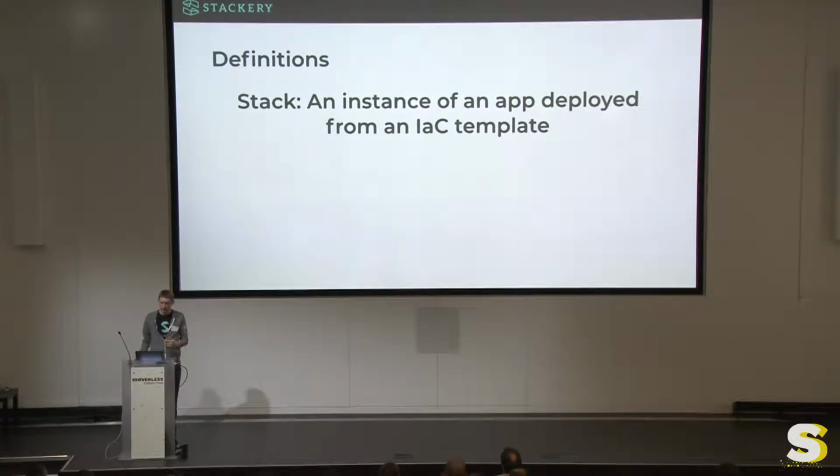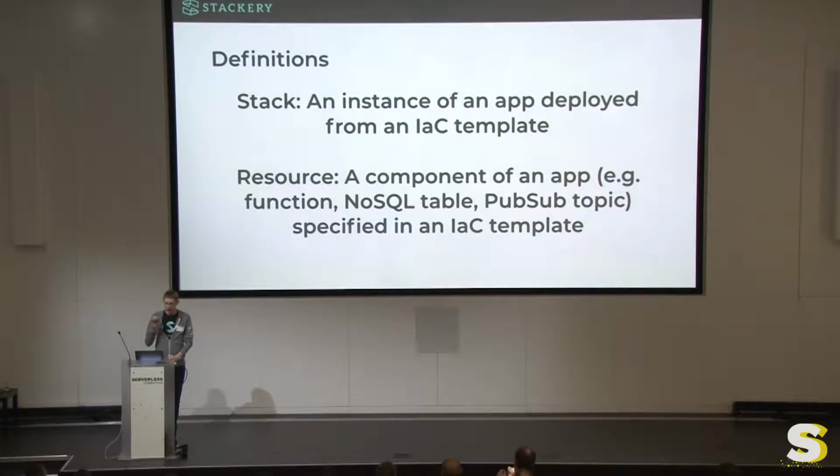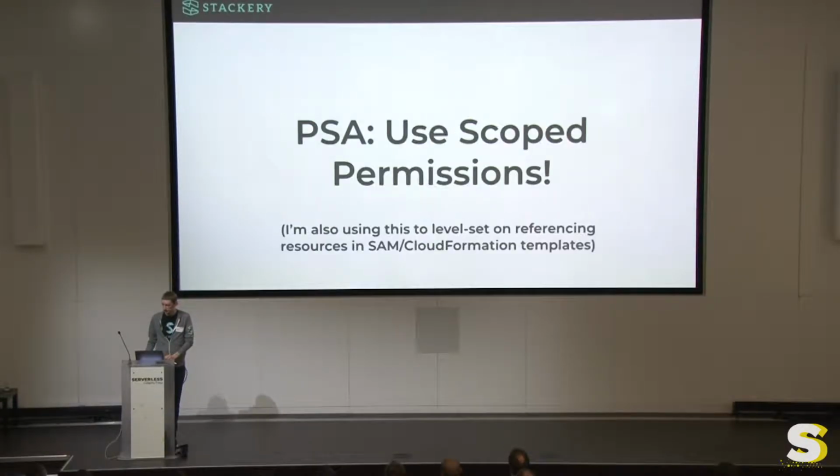Couple of quick definitions. I tend to refer to stacks. We're Stackery, we help you create stacks. They're instances of applications that you deploy from an infrastructure as code template. And a resource is a specific component of an application, such as a function or a NoSQL table or a pub/sub topic that's specified in an infrastructure as code template. So let's talk about how we start to build infrastructure as code templates, looking at an example using scoped permissions.